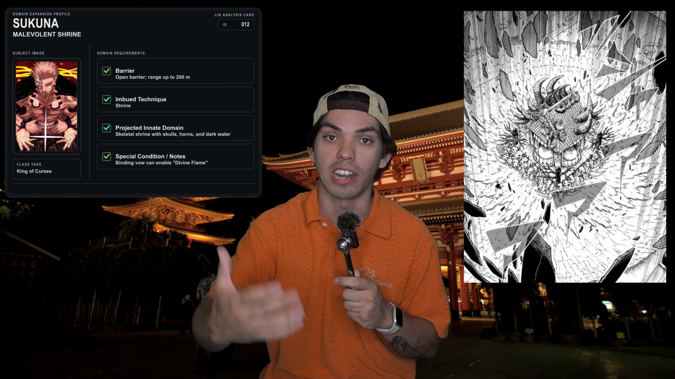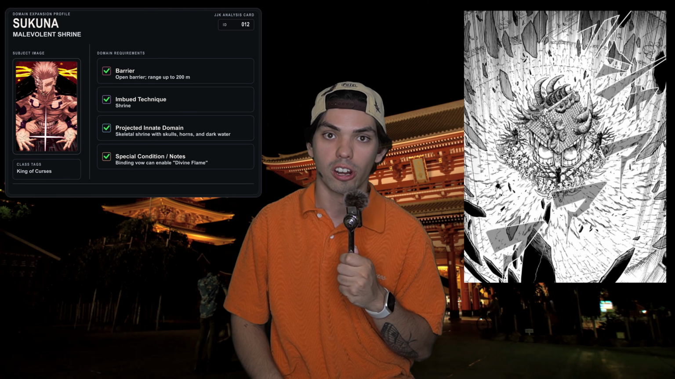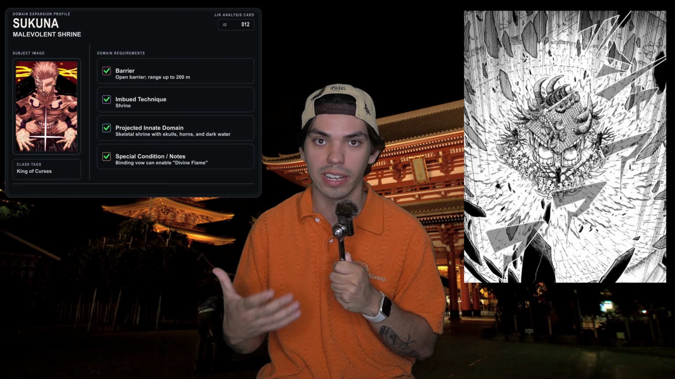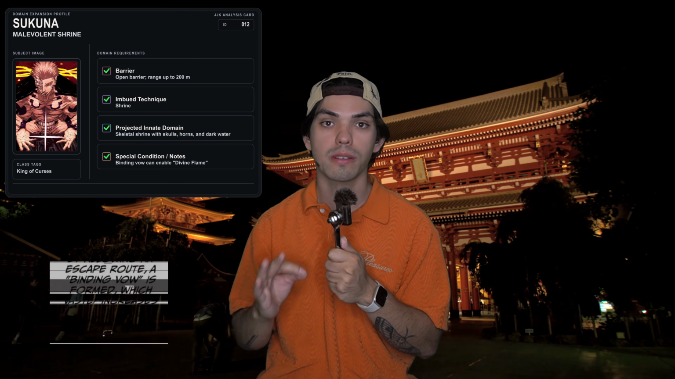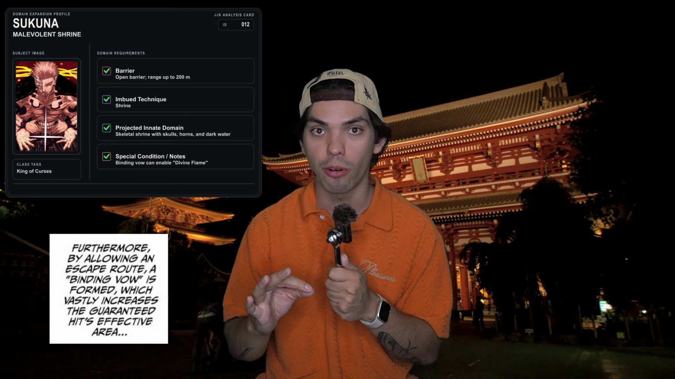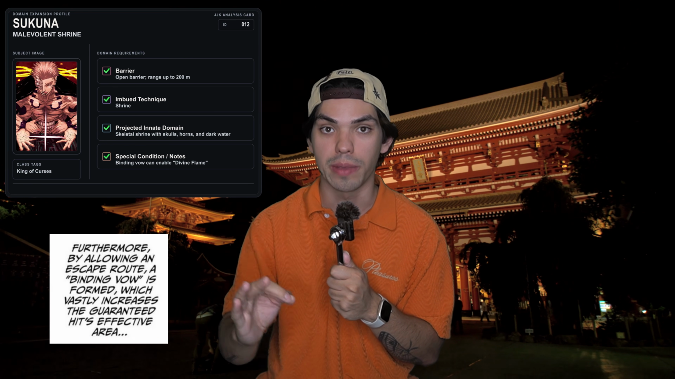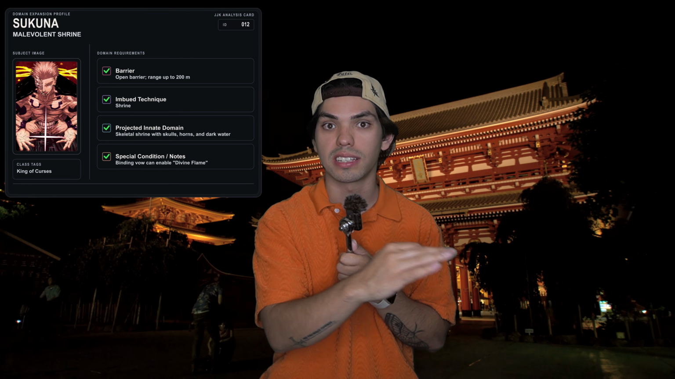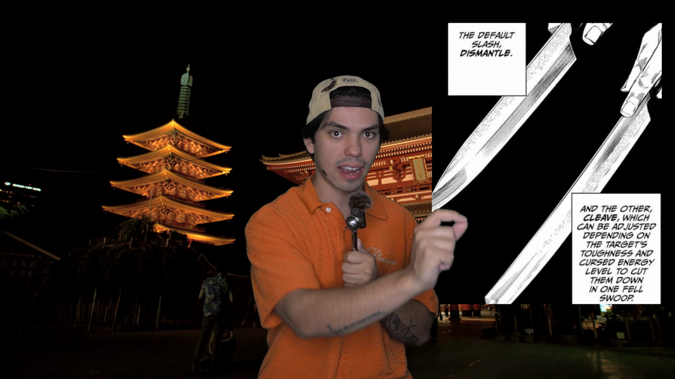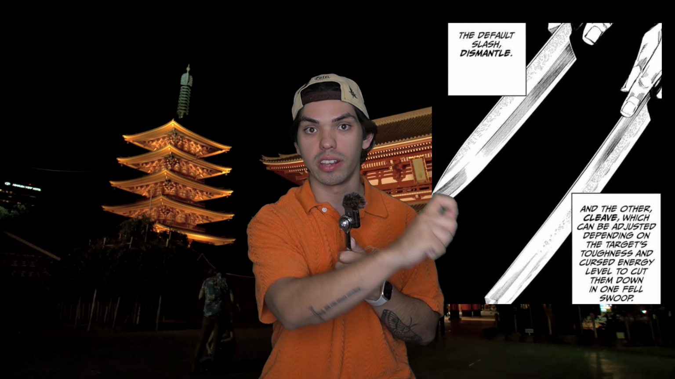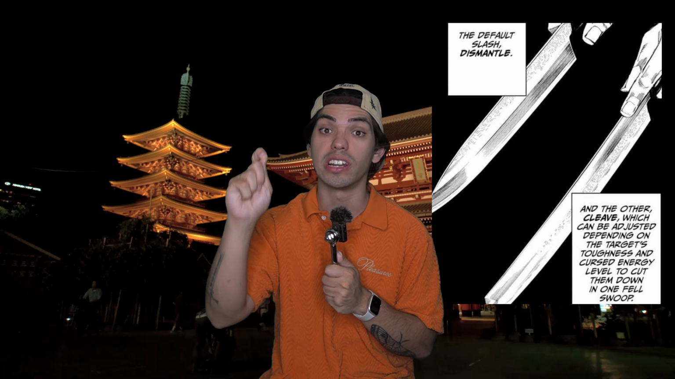Now, where Yuta can discriminate between targets inside of a closed barrier, Sukuna gives up that shell and turns the entire neighborhood into his target. I mentioned this earlier, but Malevolent Shrine manifests without enclosing his target into an outer shell. This forces a binding vow that grants the target an escape route in exchange for a radius of 200 meters. Inside that radius, the domain assigns its attack based on target type. Dismantle attacks objects and targets without cursed energy, Cleave attacks anything with cursed energy, and even adjusts its power to cut him down.